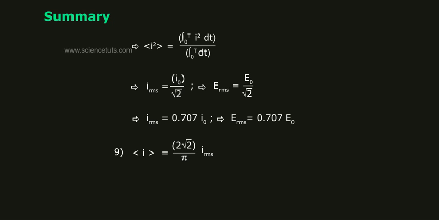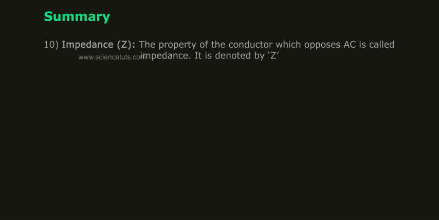9. Average I equals 2 root 2 by pi times I RMS. Average E equals 2 root 2 by pi times E RMS.